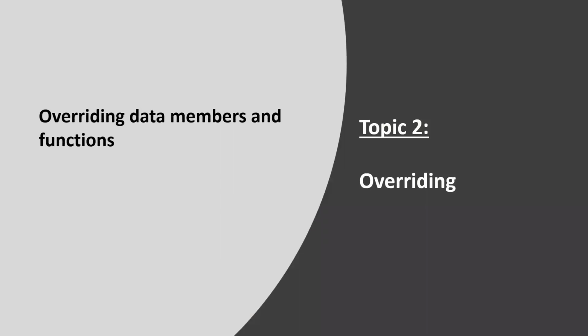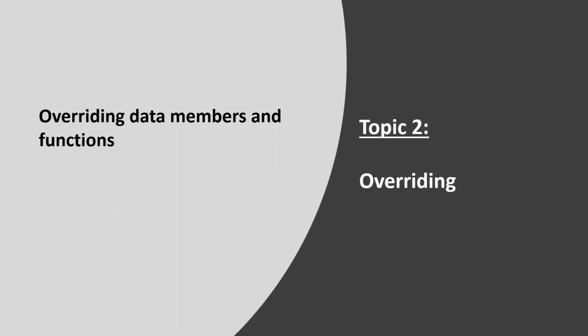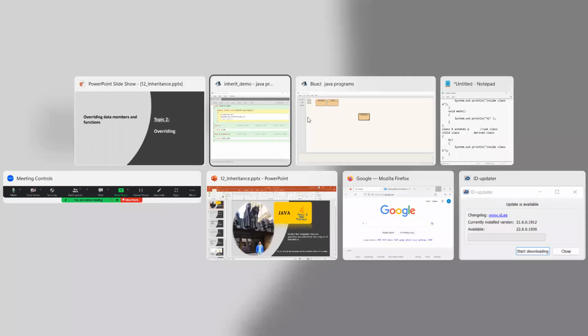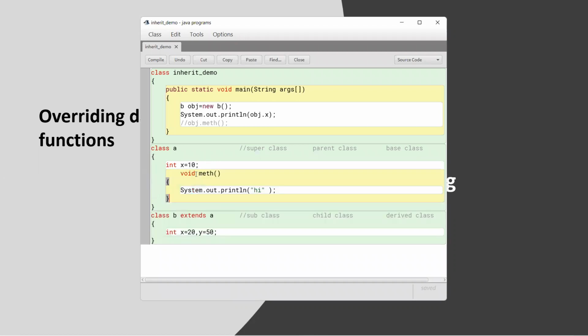So overriding data members and functions, I will show you. I can override the functions as well. So let me introduce a function. If I create another function here, void math, I will be printing like hello.